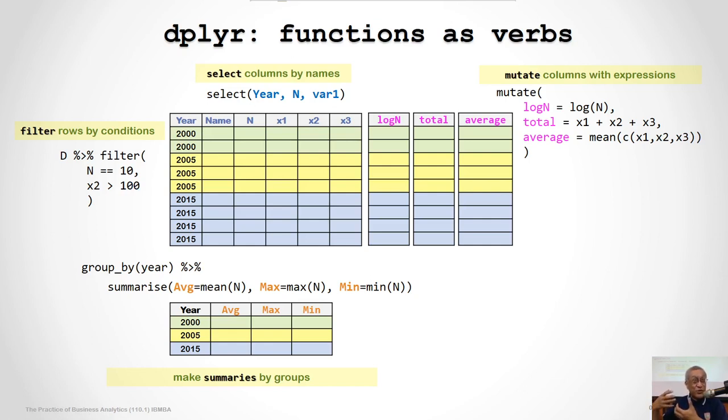So after doing filter, you still have a data frame, but the data frame will be shorter because only the rows that match, that fit the condition, remain in the outcome. Okay, right? So this is filter.